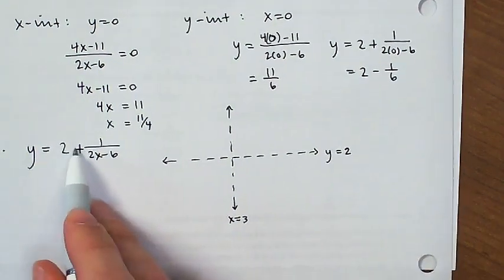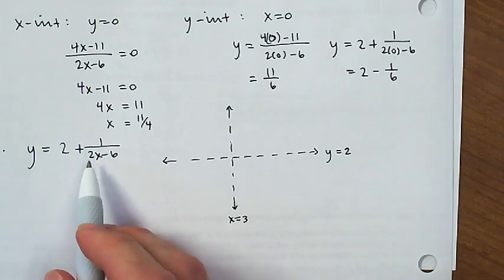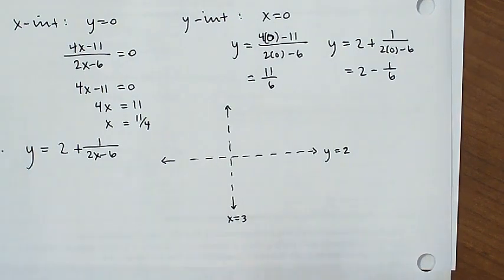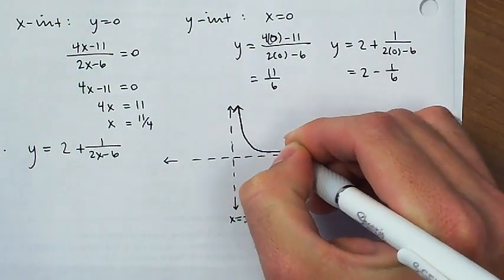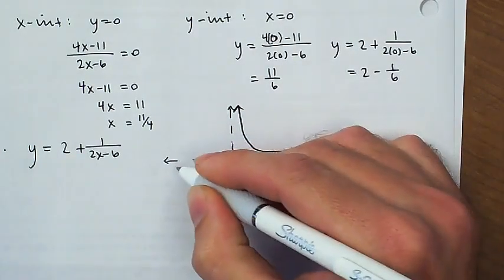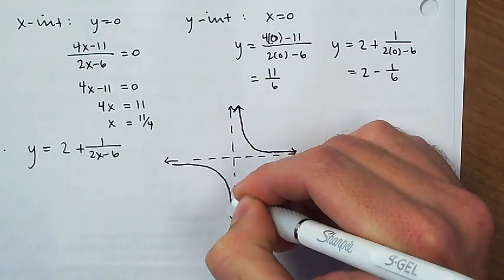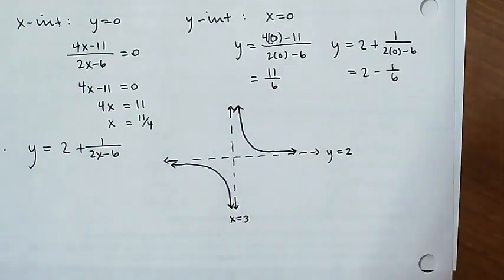And then, okay, it's kind of a regular 1 over x type graph. I've got a 2 in the denominator, so it's going to be like a half of 1 over x. But otherwise, it looks like what we would expect. And there we go. Okay, we're happy.